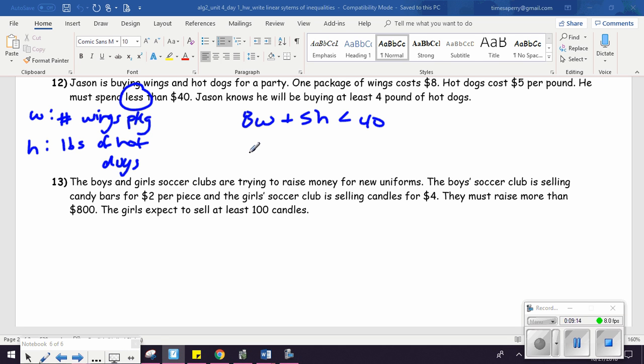All right. He knows he'll be buying at least 4 pounds of hot dogs. So that means he can buy 4 or more. So that means H would be greater than or equal to 4. And then wings has to be greater than or equal to 0. Because you can't have a negative package of wings.